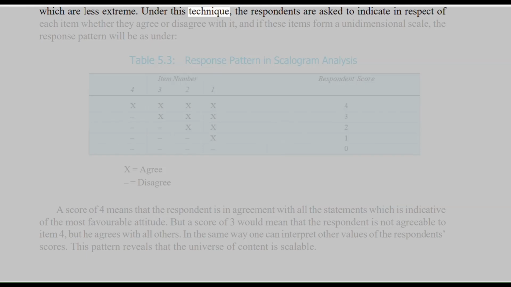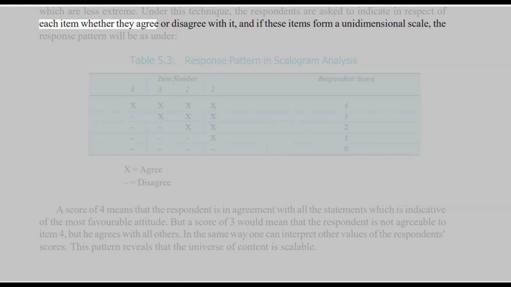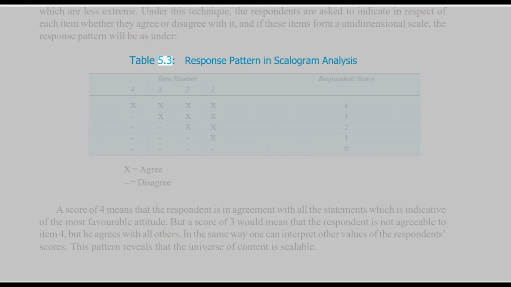Under this technique, the respondents are asked to indicate in respect of each item whether they agree or disagree with it, and if these items form a unidimensional scale, the response pattern will be as under. Table 5.3, Response Pattern in Scalogram Analysis. Pause the video to look at the table, where X means agree and blank means disagree.